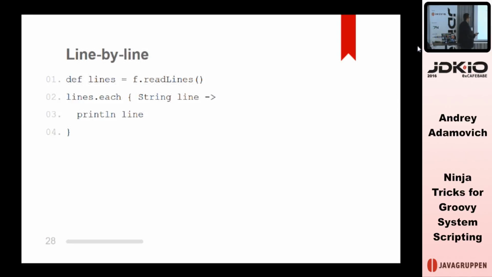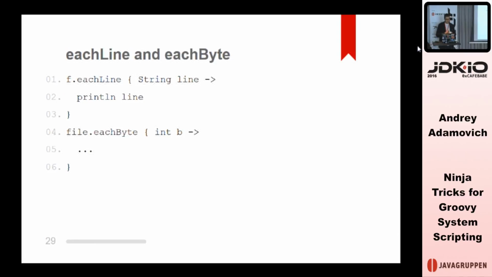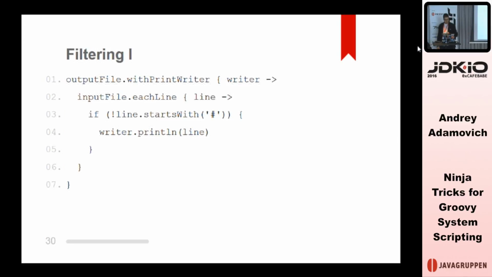We can also navigate the lines if you want. And this closure construct allows us to iterate over lines if we want to. We can do that also using the eachLine method or the eachByte method if we have such a need.